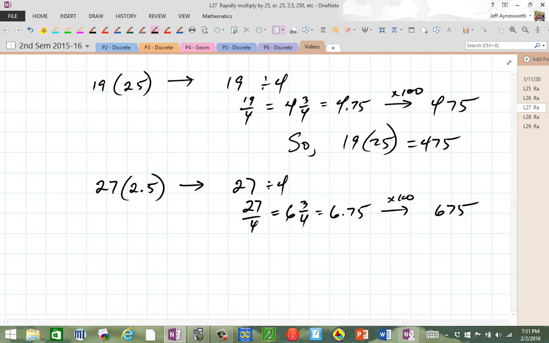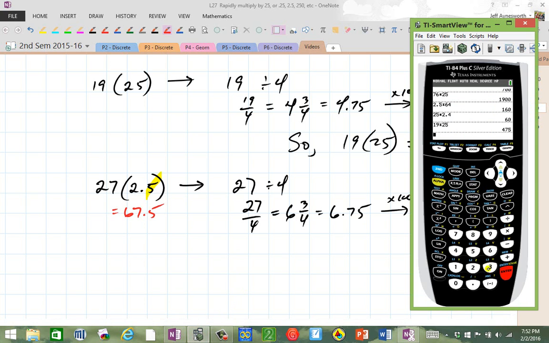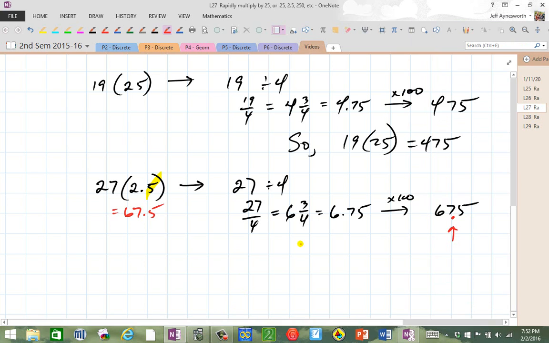But now because you got one digit to the right, you adjust it. You get 67.5. This is actually 67.5. And if you don't believe me, okay, let's do it. 27 times 2.5 is 67.5. Now you're saying, Ainsworth, that's great, but I still don't have enough examples, so let's try another one.